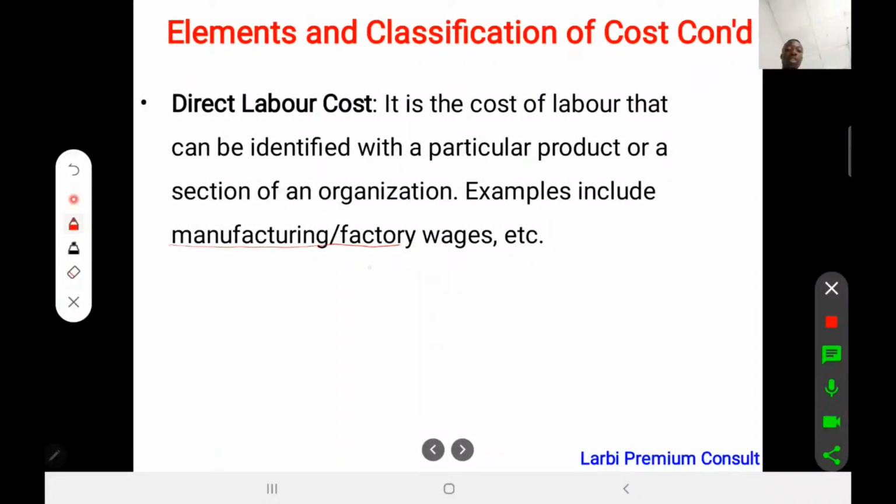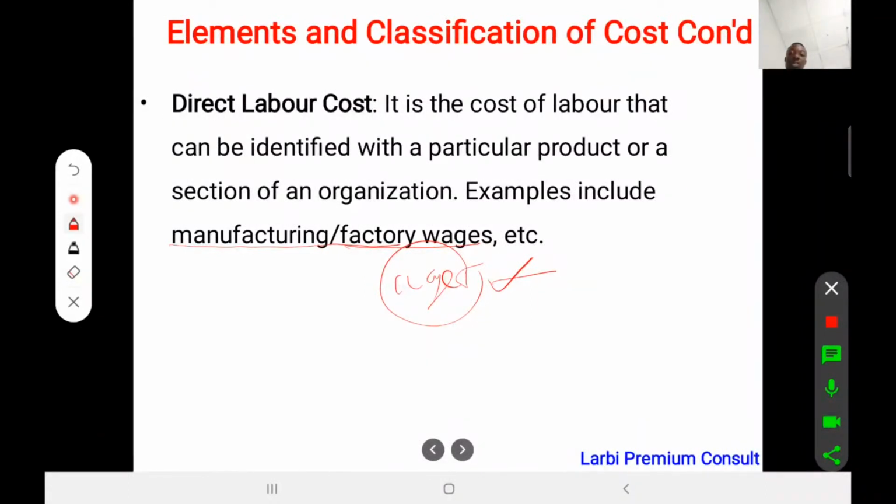Whenever you see factory wages, it is the same thing as your direct labor cost, or manufacturing wages, they are the same. But here you need to be very careful. If it is in relation to manufacturing, then you add it up. By the time you might see wages without them telling you that it's factory wages or manufacturing wages, in that case it should be allocated directly to the trading account as wages. But where you see manufacturing wages or factory wages, then you attribute it directly to your manufacturing account as direct labor cost.